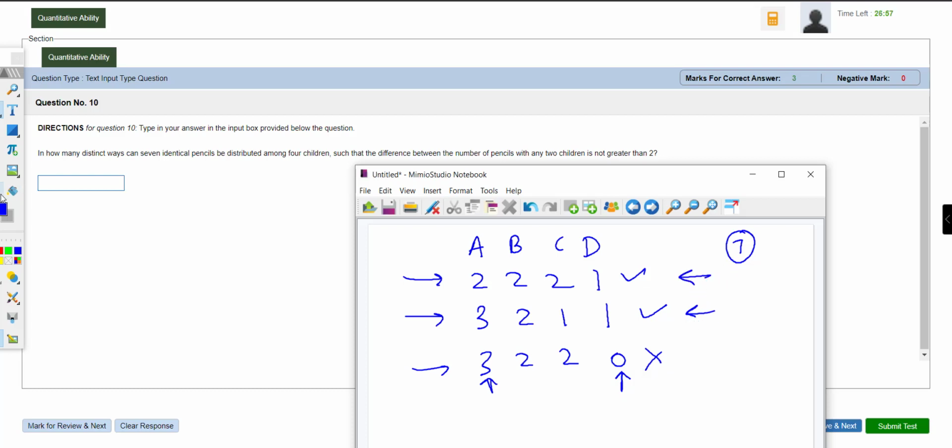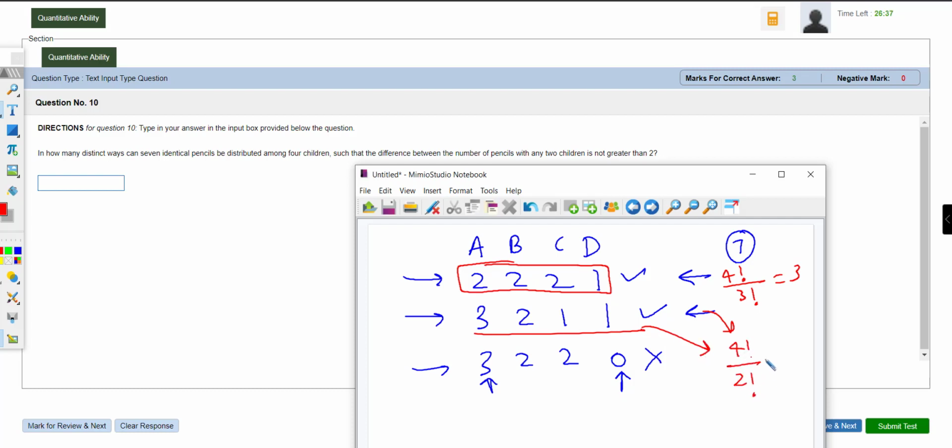Okay, in how many ways can we do this? These 4 numbers, 2 2 2 1, we can arrange in how many ways? 4 factorial divided by 3 factorial, that is equal to 4 ways. And these 4 numbers, 3 2 1 1, we can arrange in how many ways? 4 factorial divided by 2 factorial, that is equal to 12. So the answer is going to be what? 12 plus 4, that is equal to 16. So the answer is 16 here.